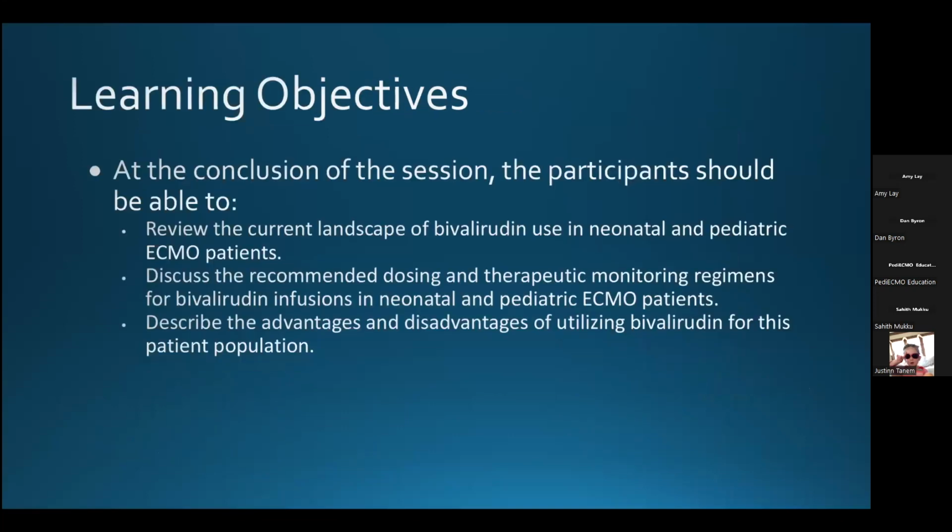So the learning objective for this activity is to review the current landscape of Bivalirudin use in neonatal and pediatric ECMO patients, to discuss the recommended dosing and therapeutic monitoring regimes for Bivalirudin infusions in neonatal and pediatric ECMO patients, to describe the advantages and disadvantages of utilizing Bivalirudin for this patient population.